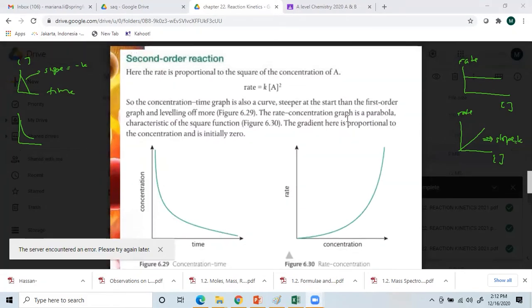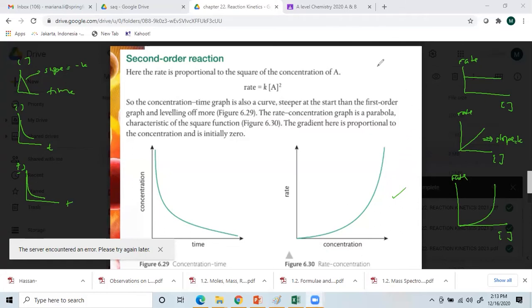This is the second order graph. In the second order graph, you can see that it has a similar shape to the first order, but lower like this. The concentration with time will decrease more compared to the first order. And the rate with concentration will be like this. It's a parabola.